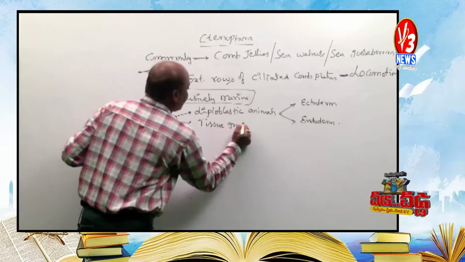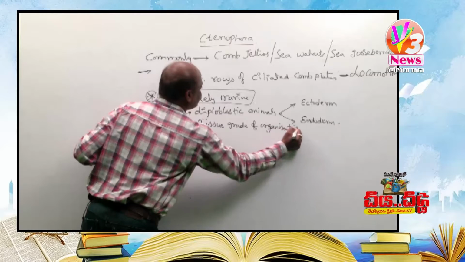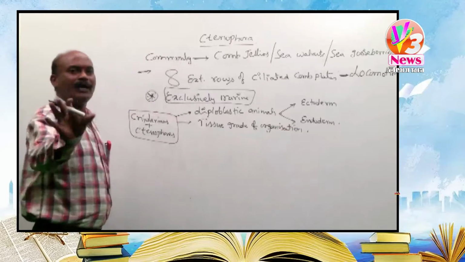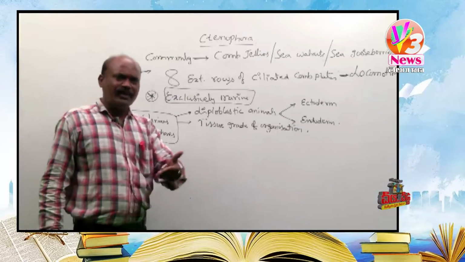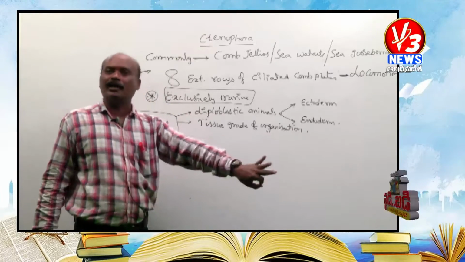Alright. Next, one more common character: both show a tissue grade of organization.